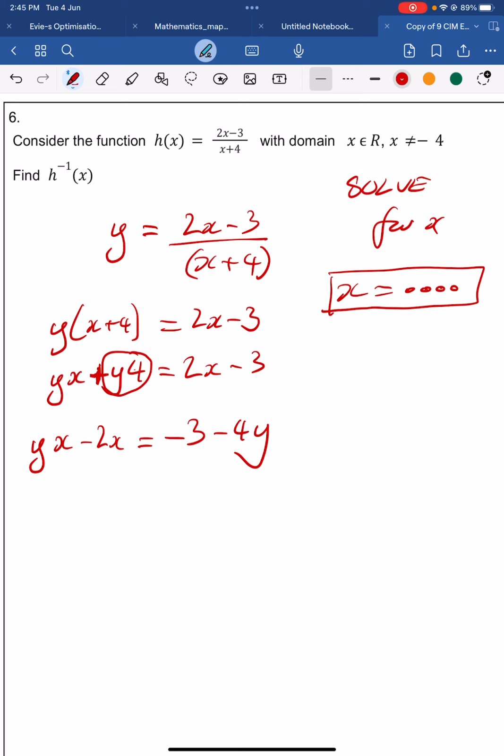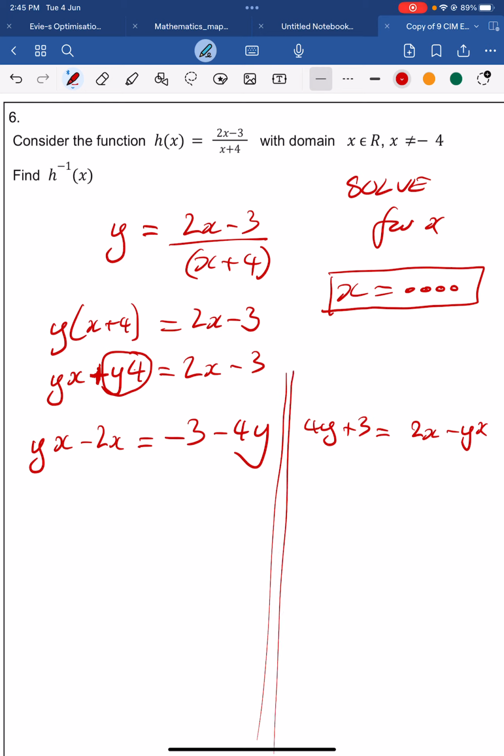What if I kept the x's on the right? Then I would have 2x minus yx here, and over here I'd have 4y plus 3. So I've kind of got different routes I'm going. I'll keep on the left-hand side.